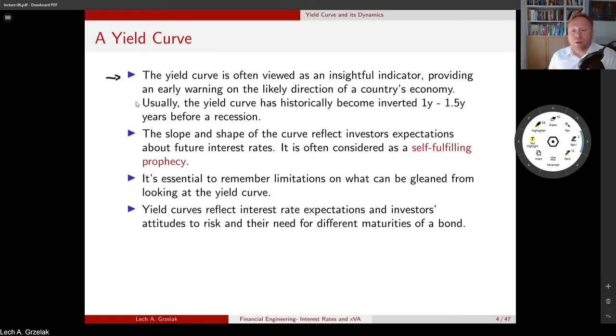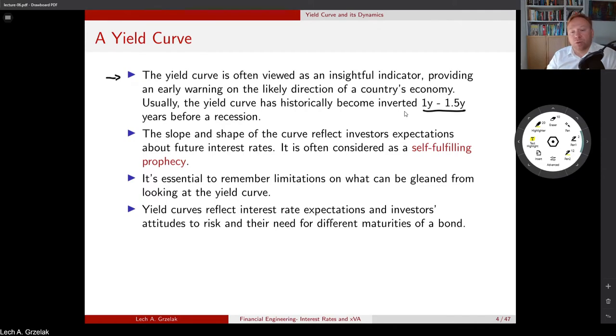Depending on the shape of a curve, we can see whether the economy performs well or not. For example, historically, with an inverted yield curve, where the short-term yield is higher than the long-term yield, within 1.5 years there is a recession. This means that capital is moving away from short-term bonds to long-term bonds. So the yields for the long term go down and the short term go up. That's basically an inversion of a yield curve.